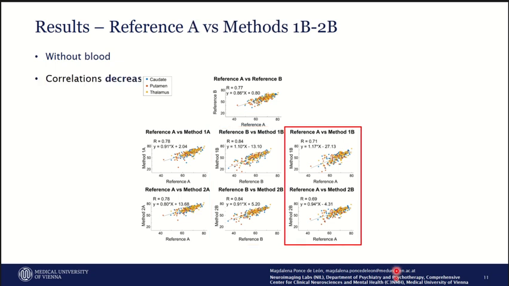And for the last comparison, we compare methods 1B and 2B with reference A. That means methods without blood compared to the gold standard. Correlations decrease in this case to 0.71 and 0.69, but they still remain high.